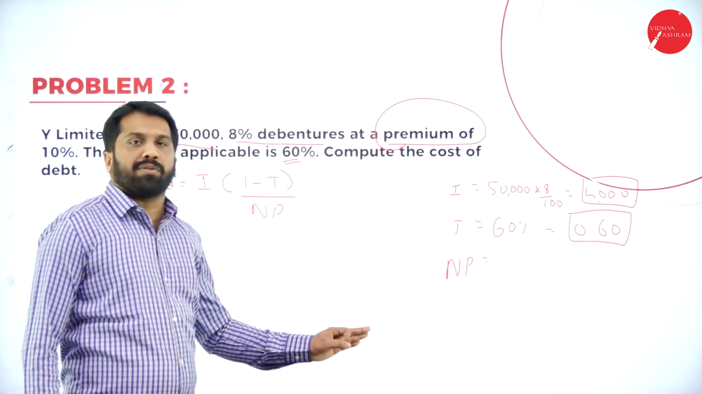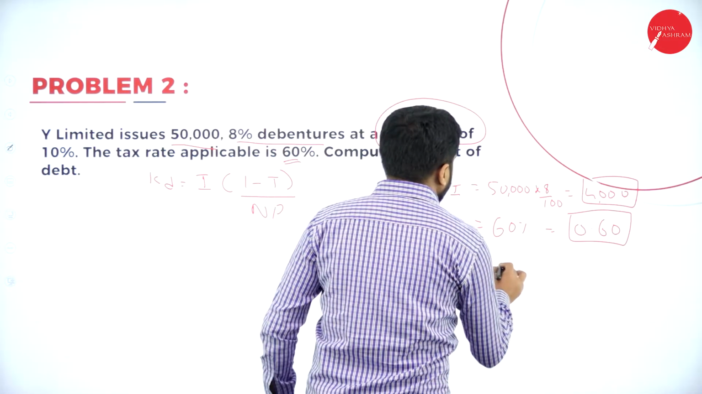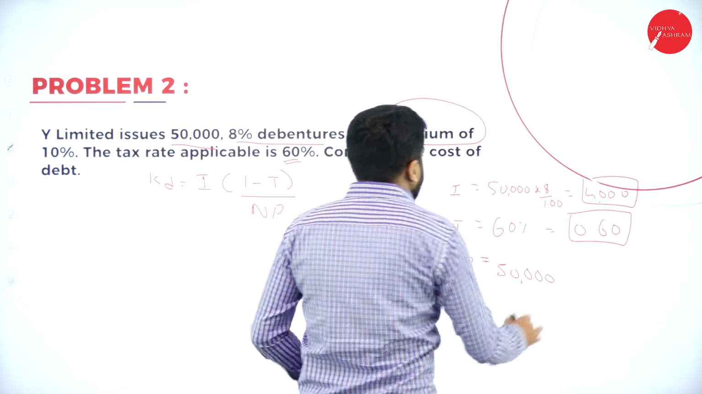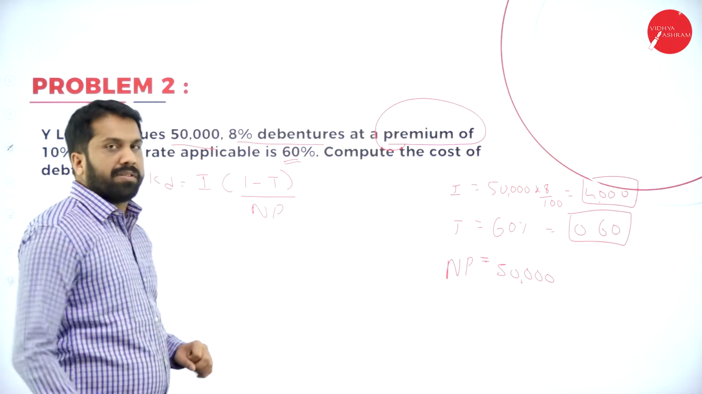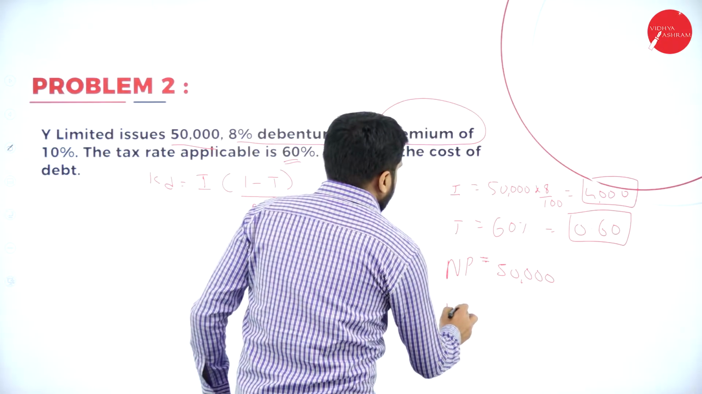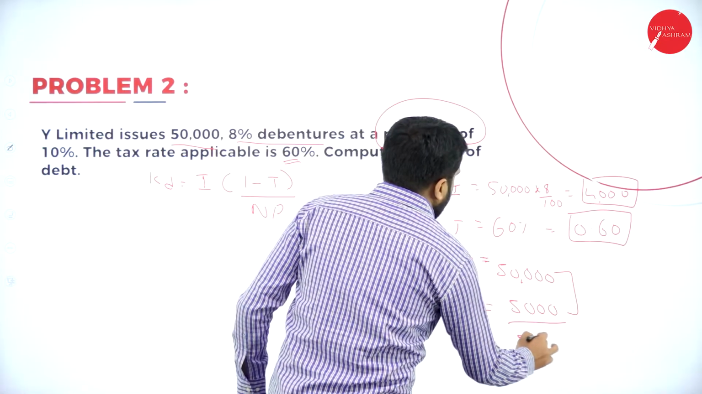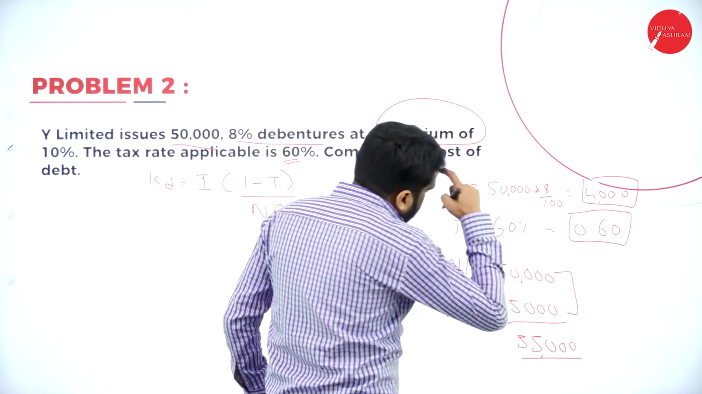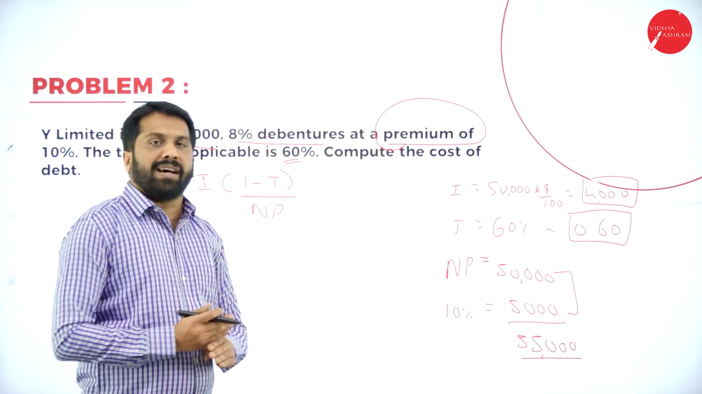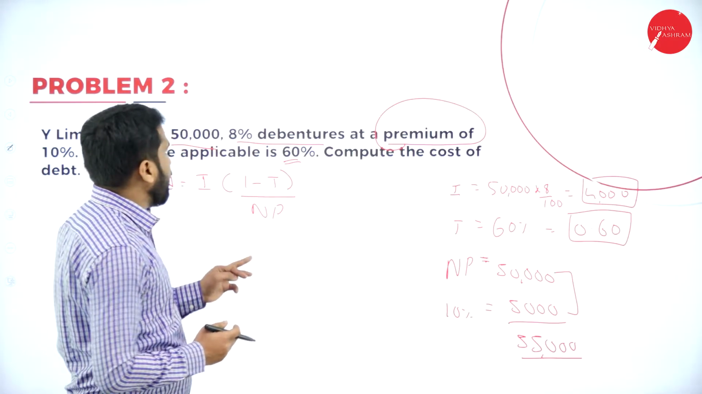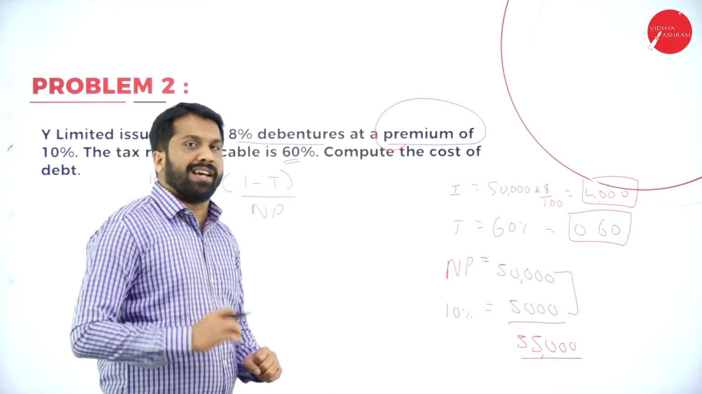Now, what is your net proceeds? Your net proceeds is 50,000. Is there any premium or discount? Yes, there is a premium. How much premium? 10%. So it will be how much? 50,000 plus 5,000, it will be 55,000. So net proceeds, always remember, if there is any premium, add. Any discount, minus. Floating charges, it is not there. I'll explain when it comes. Now, 50 plus 5, 55,000.